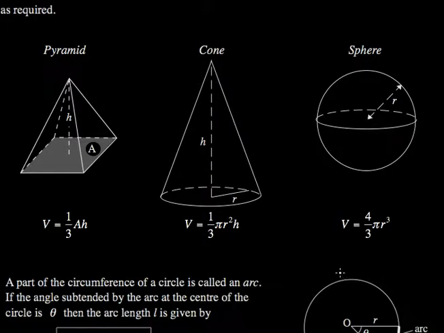Now, for these shapes, to find the volume of a pyramid, A is the area of the base, and it doesn't have to be a square, it could be a triangle or even a circle. If it's a circle, it still works. So whatever the base area is, you multiply that by a third of the height.